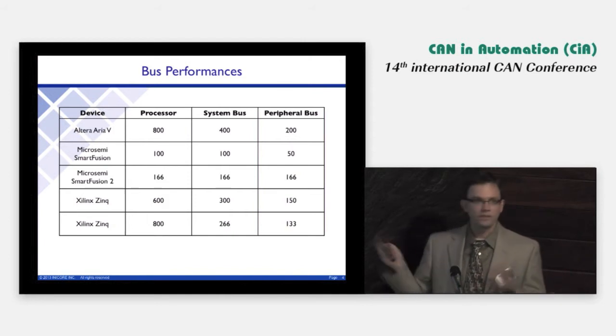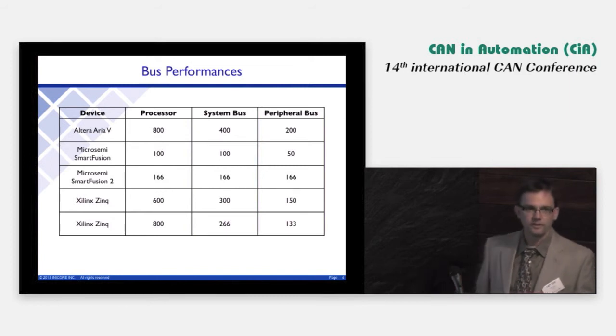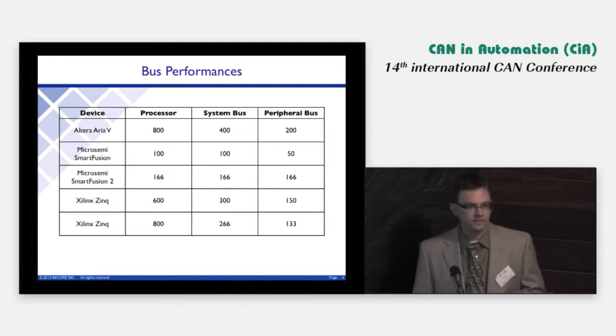So you can configure the system so that, for example, the peripheral bus is only a fourth of the system bus frequency. So it can be even slower. The Microsemi devices are a little bit special, but it starts already that their CPU runs much slower than the Altera or the Xilinx device.